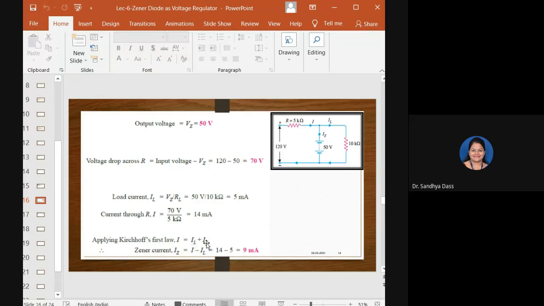So substitute that in KCL. In KCL, you have I is equal to IZ plus IL. Now you calculated I, you calculated IL. Calculate what the Zener current is. Zener current will be equal to I minus IL. So 14 minus 5 will give you 9 milliamps. Zener current IZ is 9 milliamps.